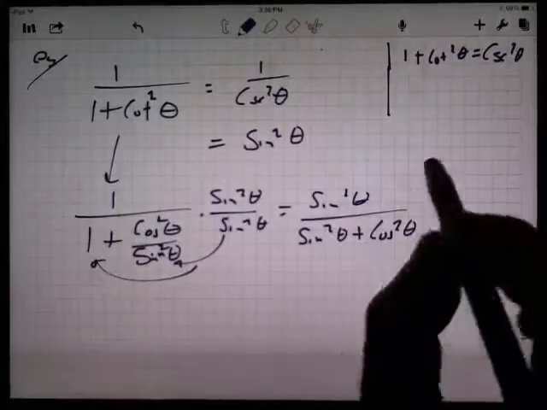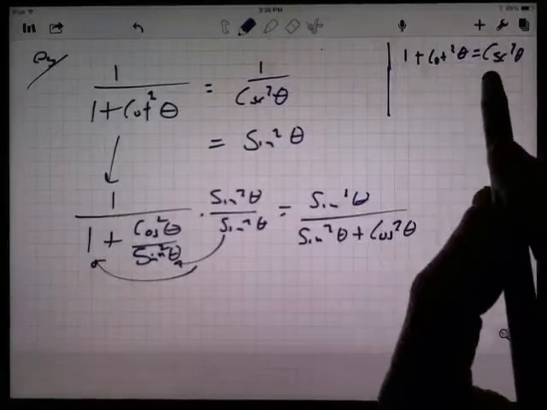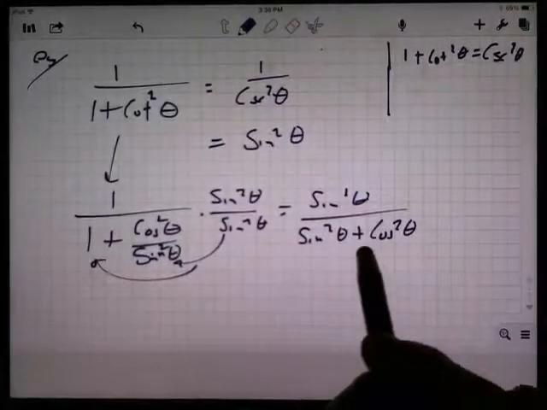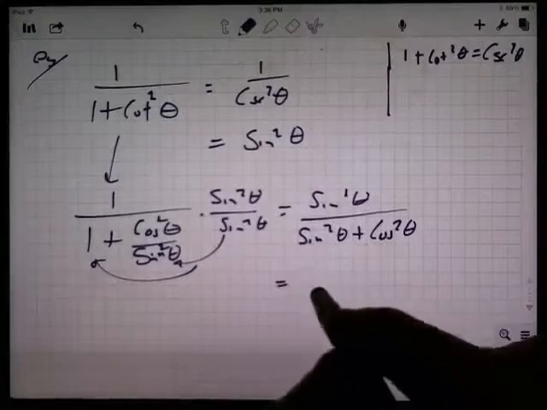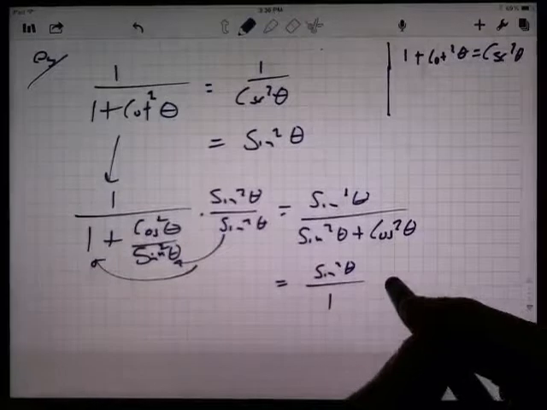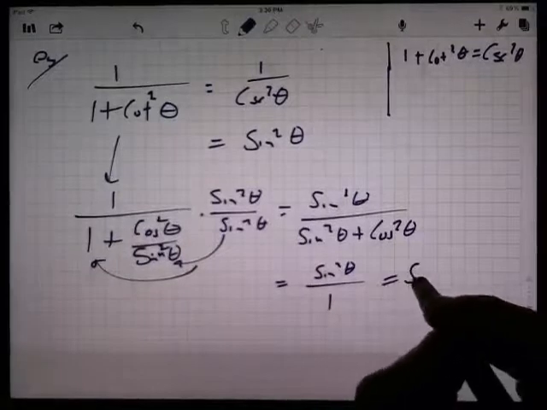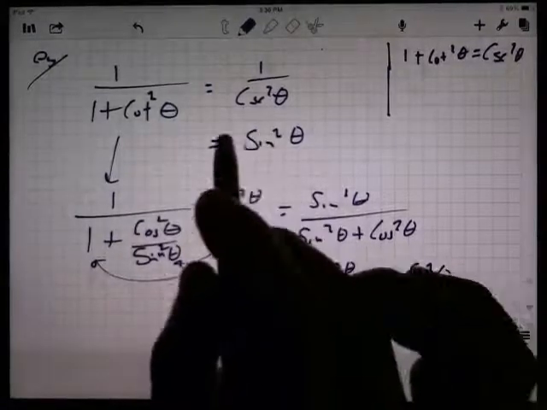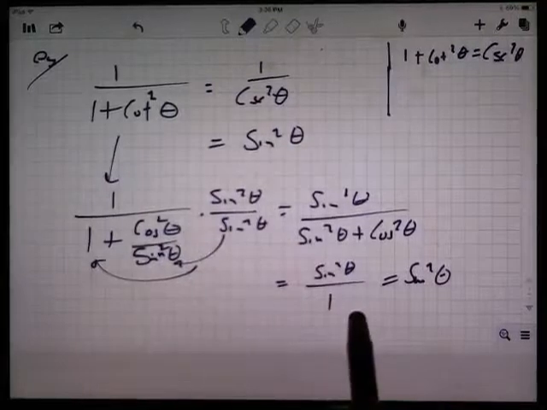Right? Up here, it took me recognizing this Pythagorean relationship. Now I'm saying, well, instead, I can maybe recognize that one. Sine squared theta plus cosine squared theta is 1. So I've got a sine squared theta on the top, I've got a 1 on the bottom, which of course is just sine squared theta. I ended up in the same place, right? This one maybe took me a little bit longer.